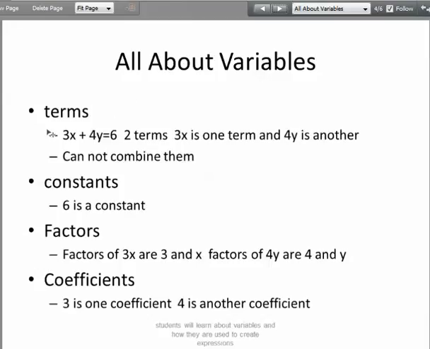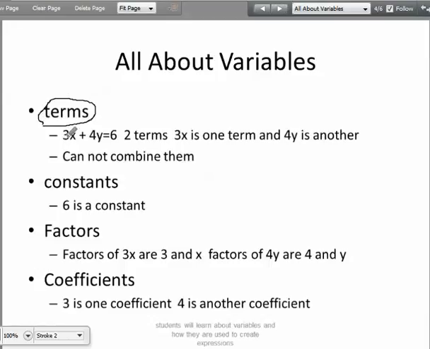When we start looking at variables, one of the things that comes up is the thought of having terms. Terms are simply when I put something down with a plus sign, a minus sign, or an equal sign in between them. Here I've got 3x, I've got 4y, and I've got 6. In this particular situation, we're going to say that we've got two terms. The 3x is one term, the 4y is another term.